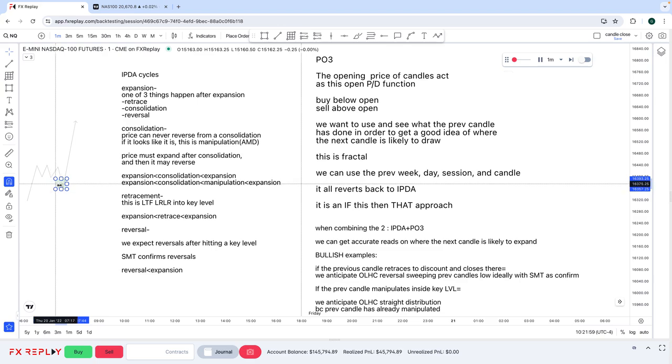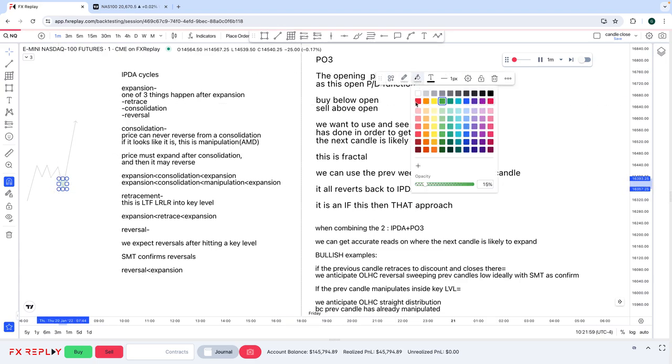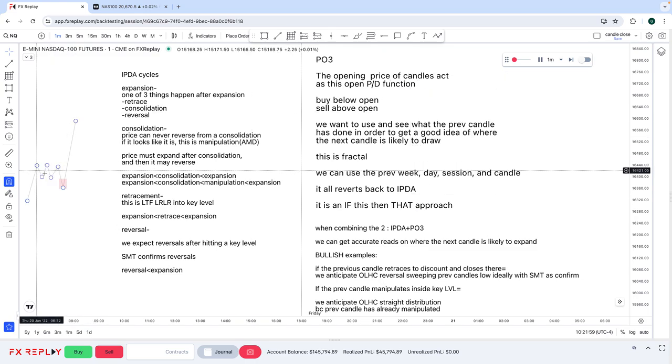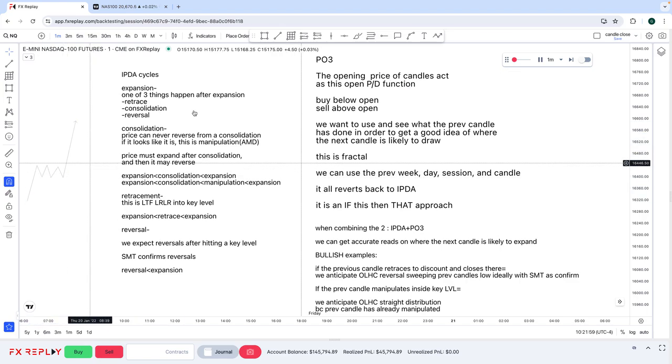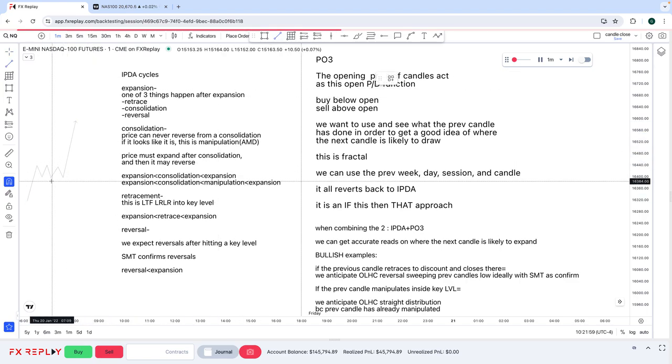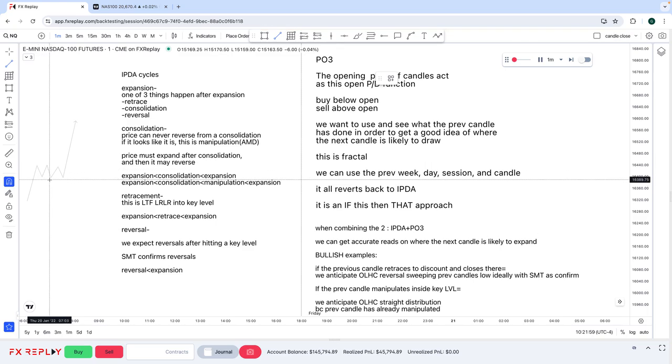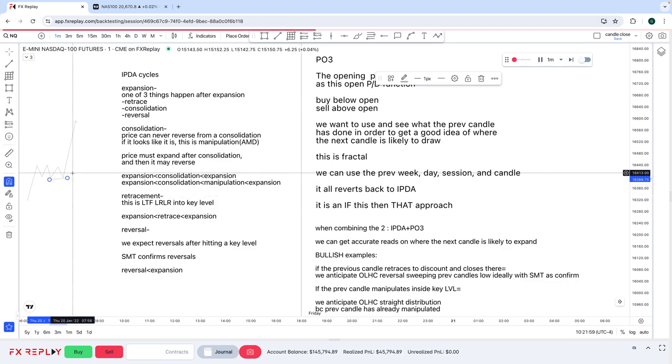What occurs after manipulation is distribution. All right, so it's accumulation, manipulation, distribution. If it doesn't do that, we expect straight distribution. And one thing, if it doesn't manipulate, if the other asset does, that's how we trade it. If there is no manipulation, it's with SMT.